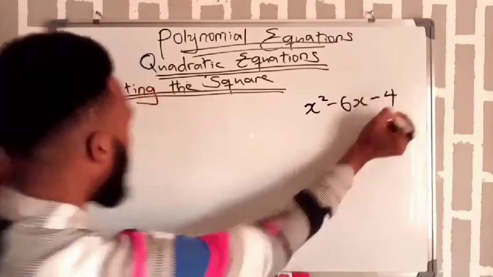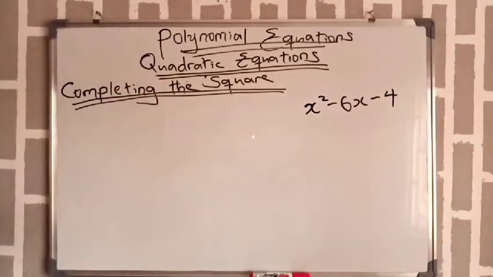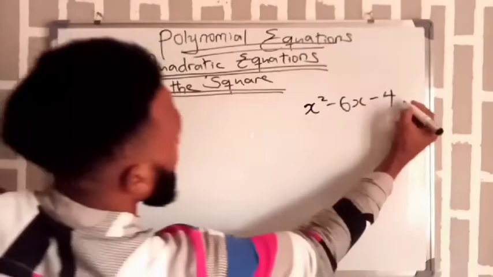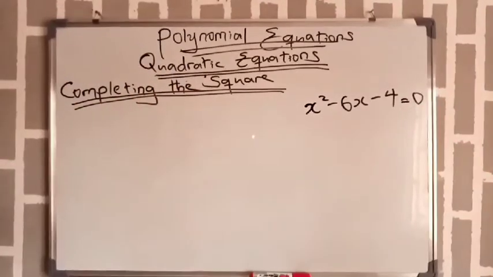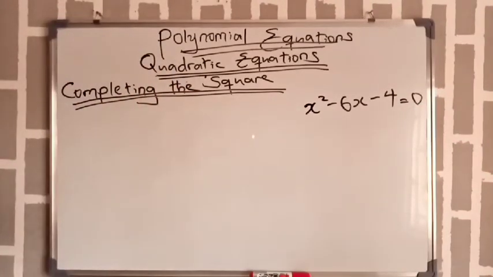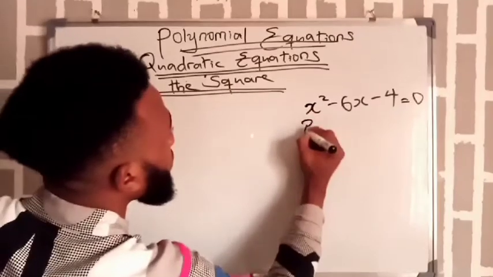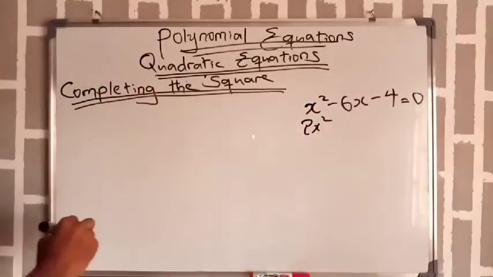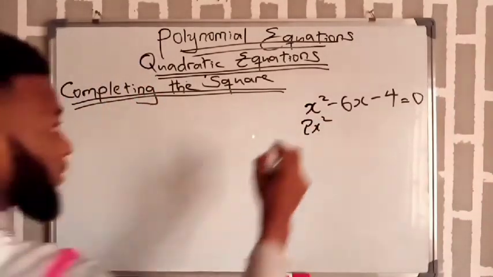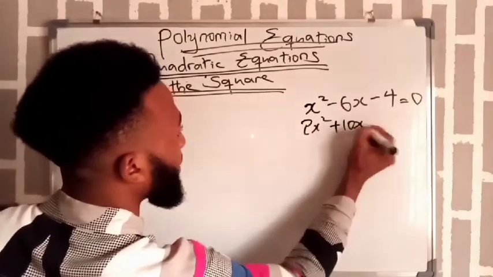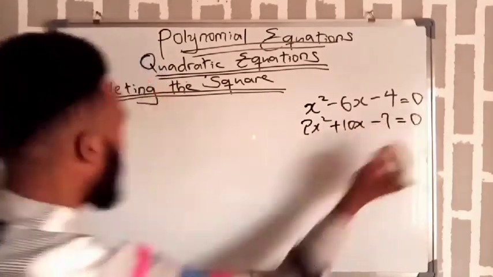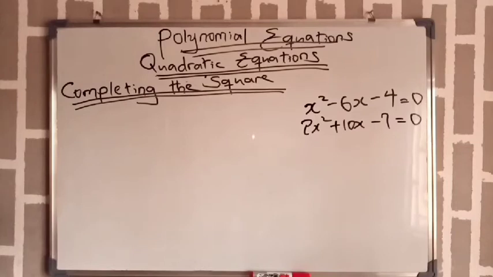So x squared minus 6x minus 4 is equal to 0. We'll solve that. And 2x squared plus 10x minus 7 is equal to 0.